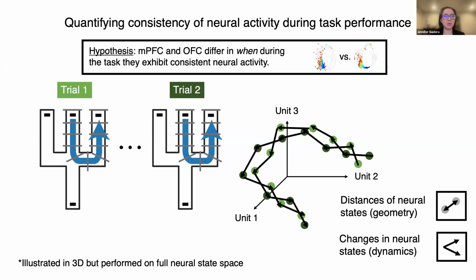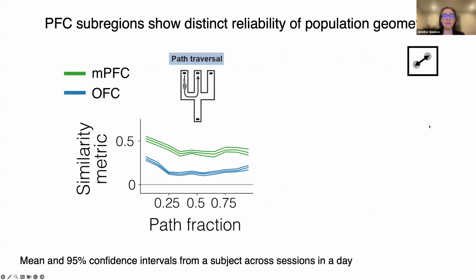What do we see in terms of the geometry? Here we have a metric where higher values indicate more consistent geometry. We're looking at this along the extent of paths. MPFC values are in green, and OFC values are in blue. And consistent with our hypothesis, we see higher values in MPFC indicating relatively more reliable representations of running along the path to a well in the MPFC.